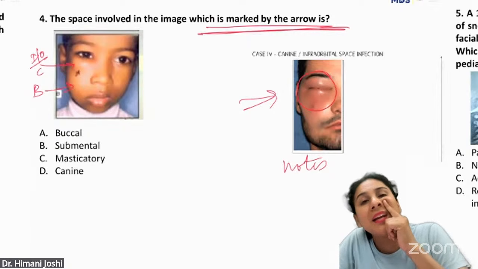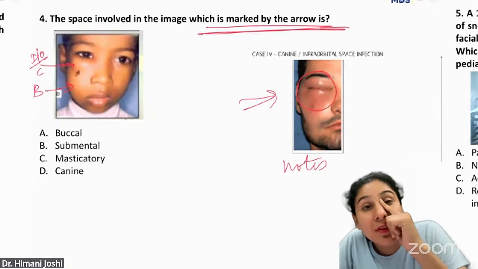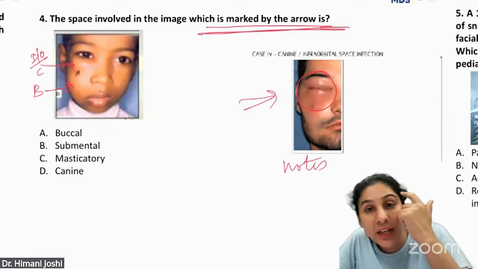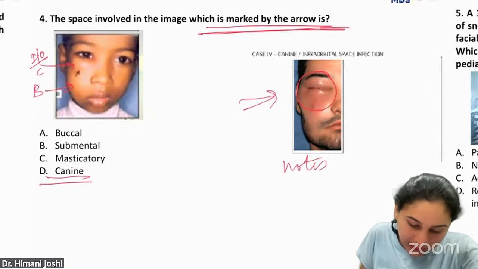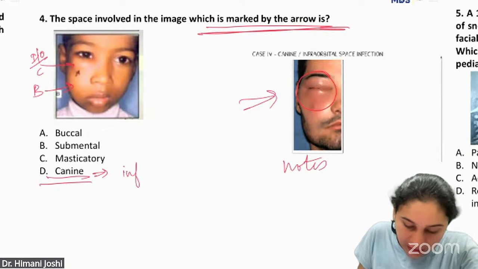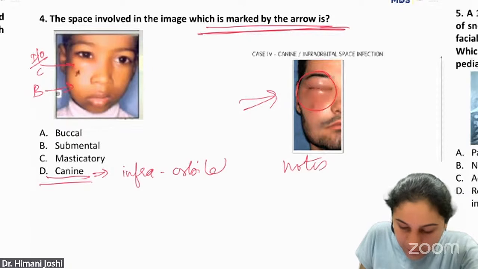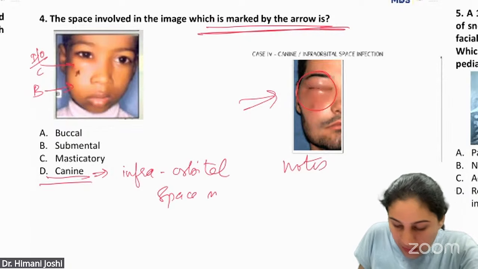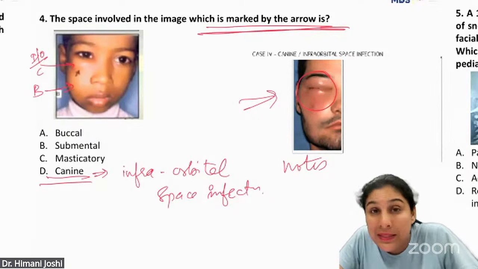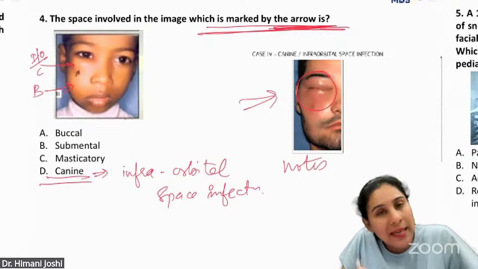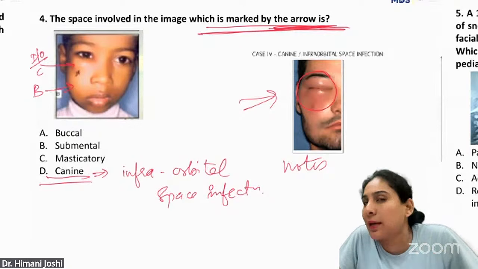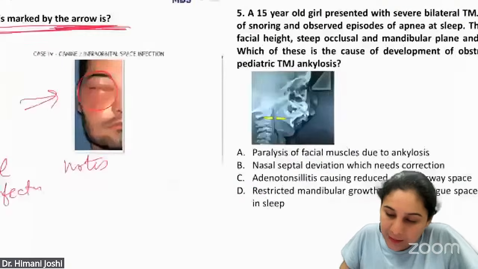All right, from the canine, the infection goes into the infraorbital space and gives this kind of a puffy picture around the orbits, right? So this is nothing but the canine space, also known as the infraorbital space infection. I'm sure most of you have marked it correctly, but some of you, those who have missed the part marked by the arrow, maybe you have marked buccal. Yes, buccal is there, but that was not marked by the arrow. All right, so canine space.